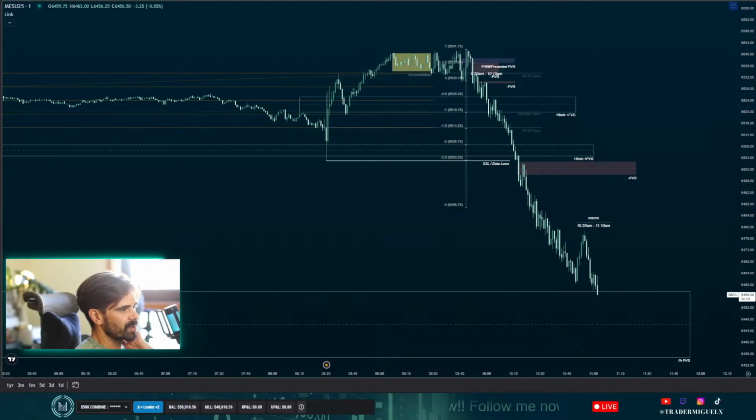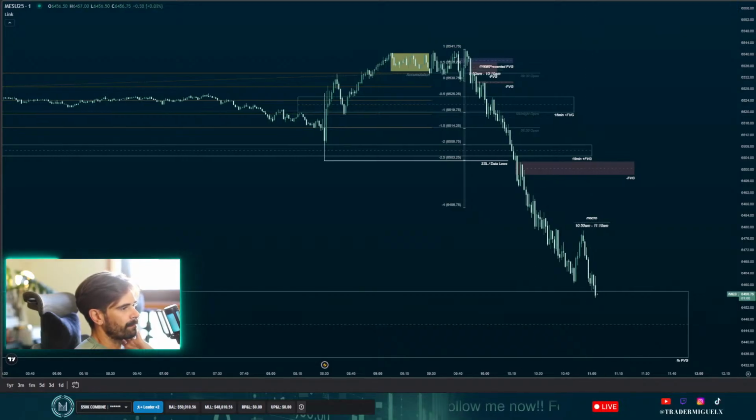So price is now digging inside the hourly fair value gap. Let's see if it really digs inside of it or it's just purging some liquidity and it will react to the upside.